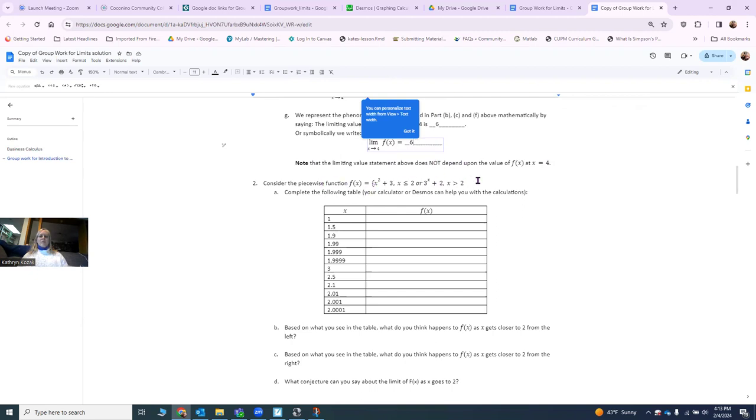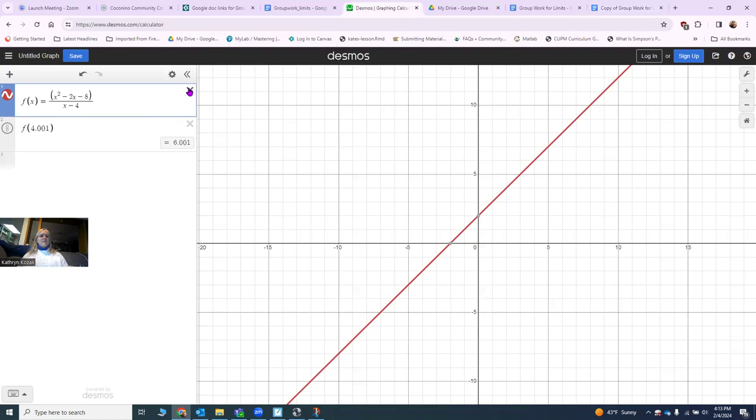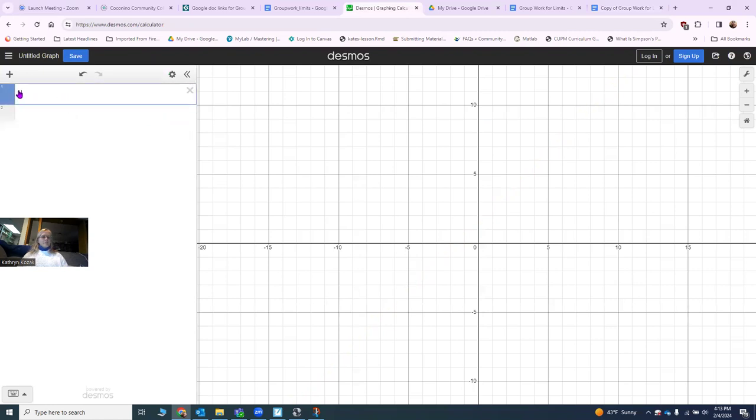We want to graph this piecewise function and see what that's doing. A piecewise function means that when x is less than or equal to 2, we're equal to x squared plus 3. When x is bigger than 2, we're equal to 3x plus 2. So I'm going to go back to Desmos. I'll clear these two out. I don't need those anymore.